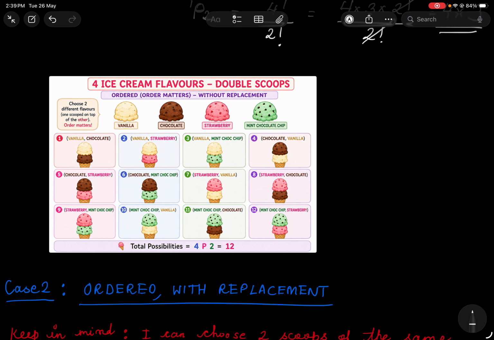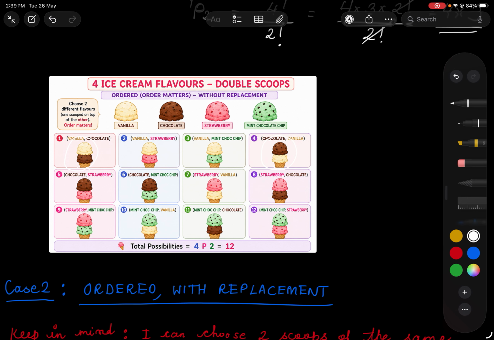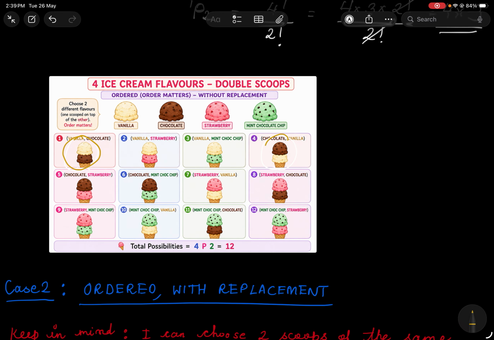Now if you see the first one and the fourth one, they are actually the same scoops. If you focus on the scoops there, it is chocolate and vanilla. But since I am saying that the order of my ice cream matters, I have considered these as 2 different outcomes of my experiment. It is not the same outcome. And hence my total possibilities are 12.